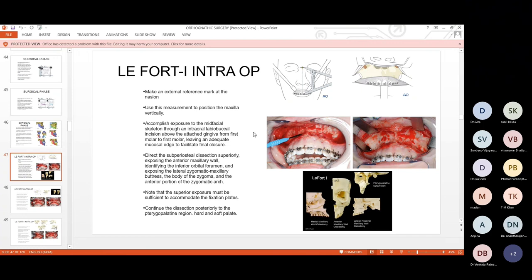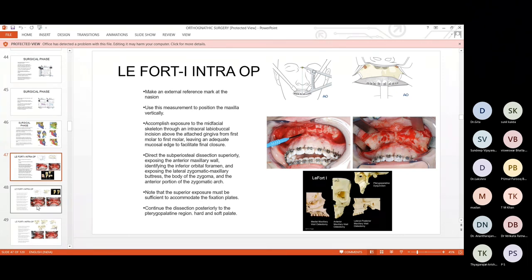You can see the classical gingiva buccal sulcus incision, and then it is elevated up to the infraorbital foramen, piriform aperture, and then at the anterior nasal spine. The superior exposure must be sufficient to accommodate the fixation plates. They continue the dissection posteriorly to the pterygopalatine region. So this is where we do the pterygopalatine osteotomy to disjunction the maxilla so that it can move forward. This is the first step.